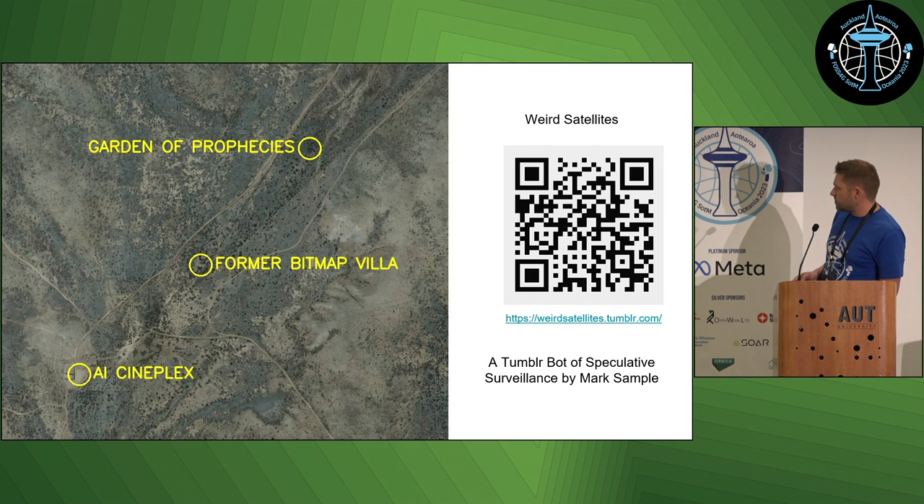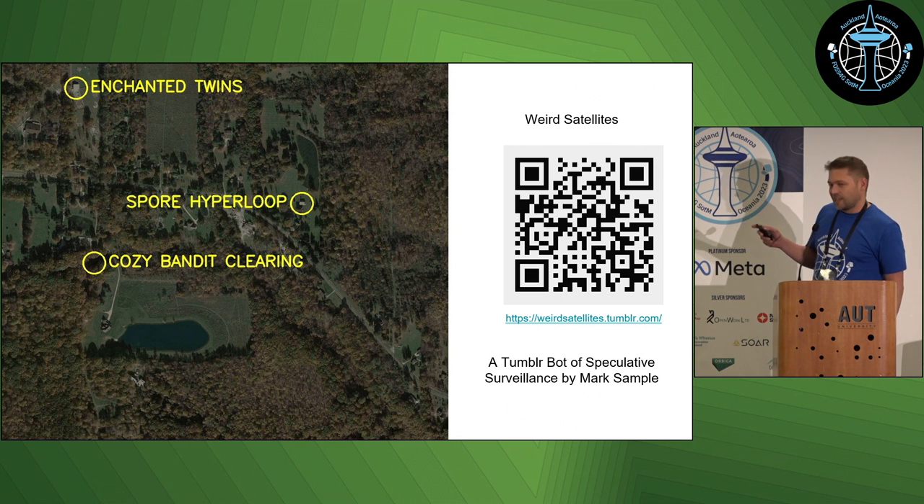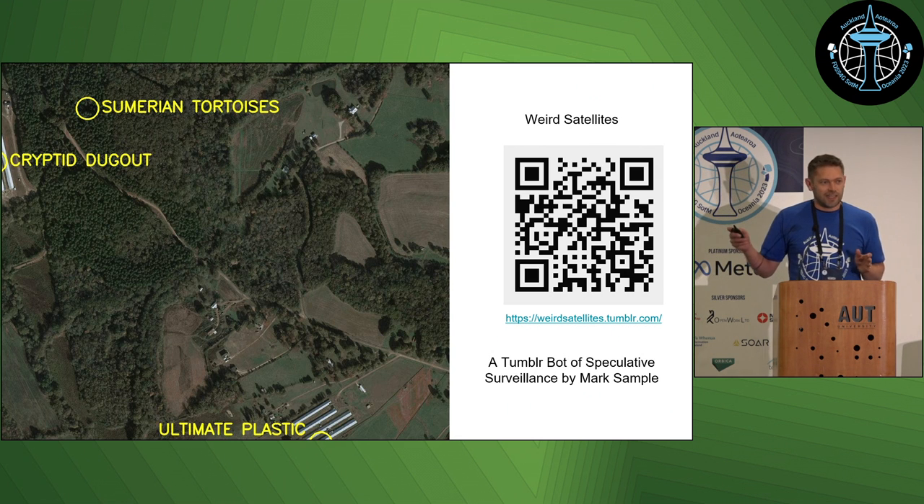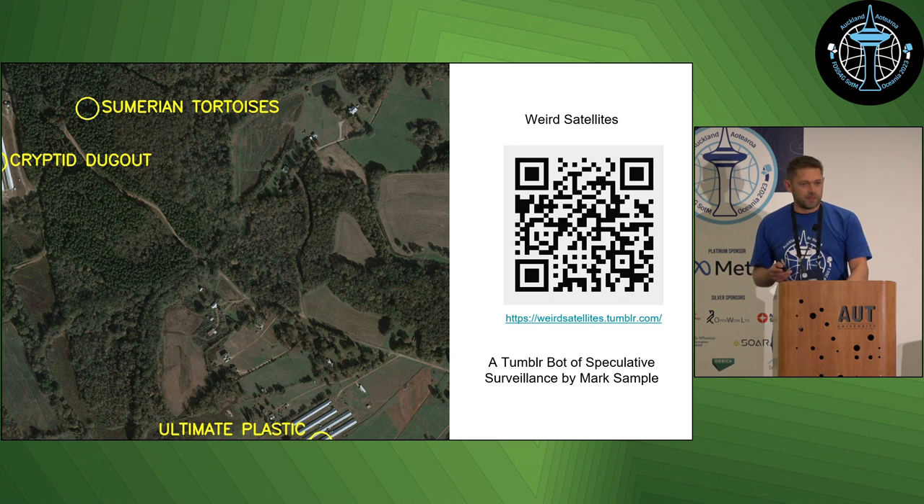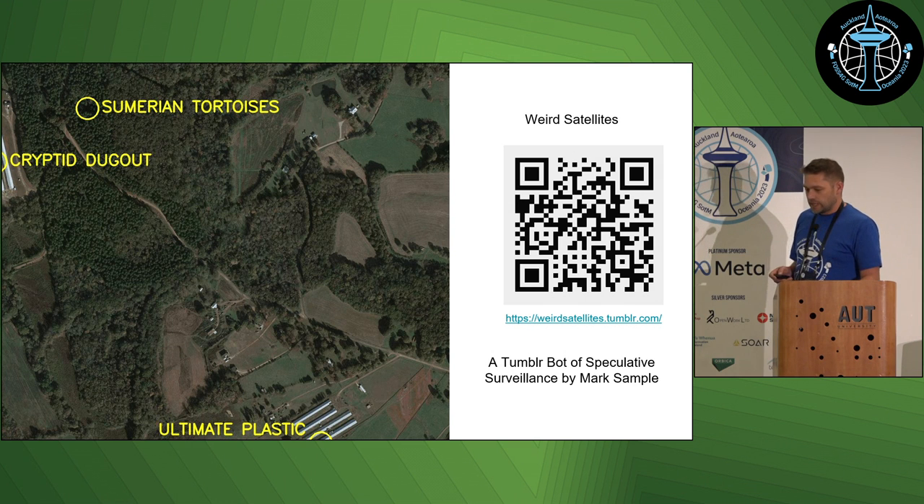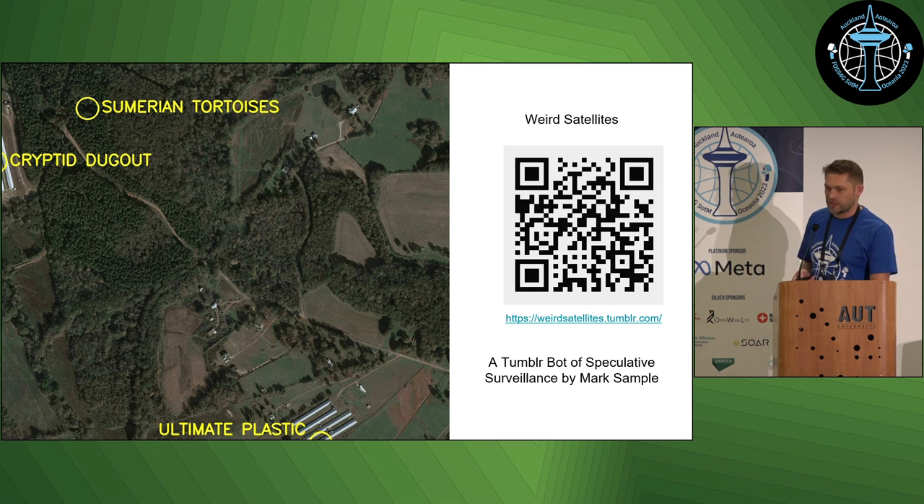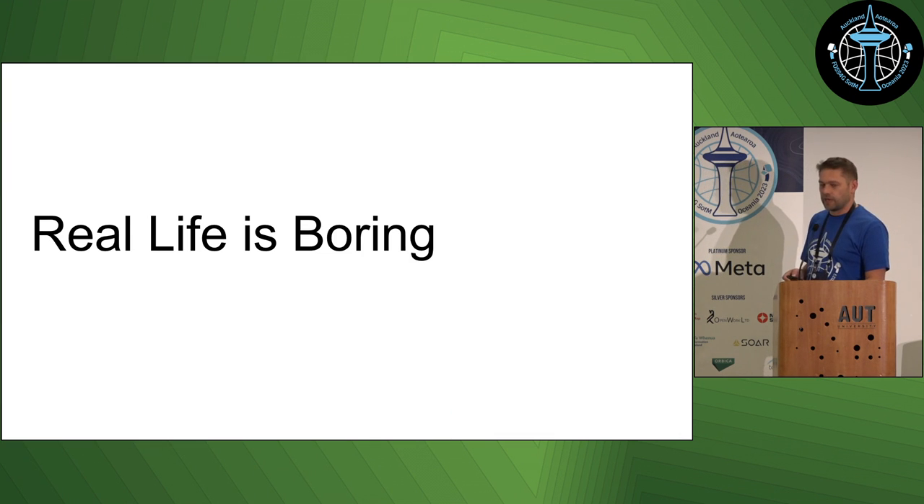One of my favorites is Weird Satellites. This is a Tumblr bot of speculative surveillance by Mark Sample. Every half an hour or so, it produces random images of fake surveillance, as if marked up by some spooky analyst in a three-letter agency somewhere. So look out for your Sumerian tortoises and your cryptid dugouts. Again, you can just follow the link and scan back to find a whole lot of these. Sometimes vaguely not safe for work, with maybe drug references, but it's pretty tame really. Cool. Real life is boring.